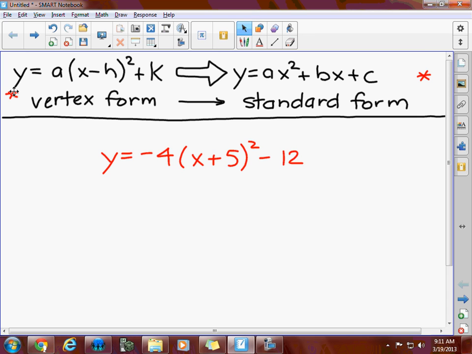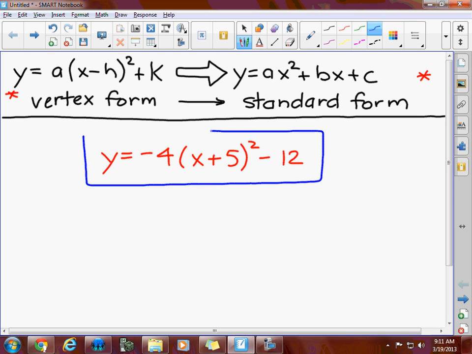The first thing we have to remember when we're looking at this vertex form of an equation, that if we want to expand it out to standard form, we have to be able to remember from junior high the order of operations, BEDMAS: brackets, exponents, division, multiplication, and then addition, subtraction.